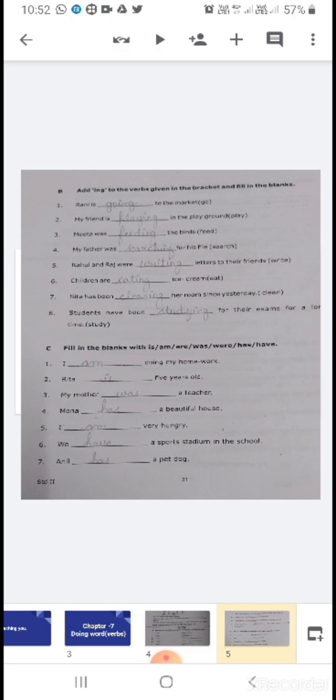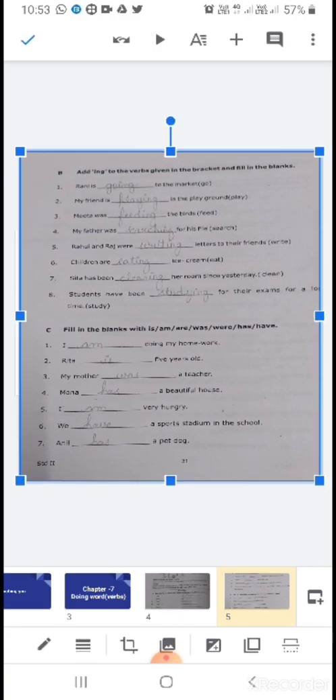Okay, so you had to only add ing to the words which are in the brackets. Now see the next one. Fill in the blanks with is, am, are, was, were, has, have. You just have to add these words. Is, am, are, these all are the helping words. These are the helping verbs. First we had all the doing words. Doing or action words are verbs. Helping verbs help to understand that this work is in which form, like it is in the past, present or future. Okay, so these all are the helping words.